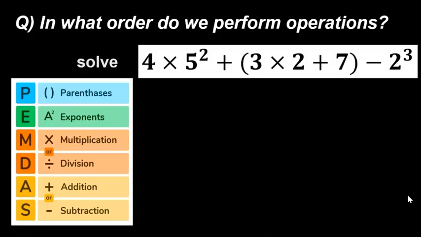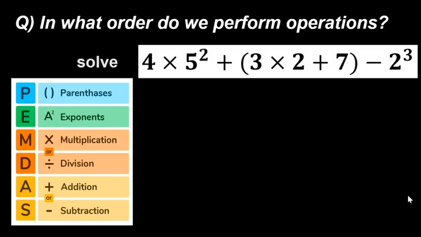In what order do we perform operations? Look at this question here. What should I do first? What should I do last? What order? How should I do this? And to solve this question, mathematicians a long time ago agreed that there will be a certain order in which we will do operations. And this is called PEMDAS.